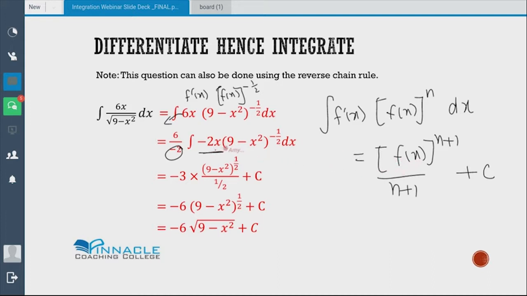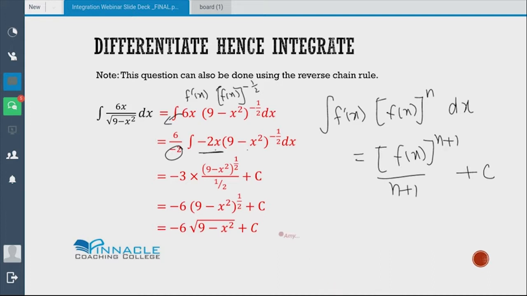So you can see f dash x, fx to the power of minus a half, becomes add 1 to the power, which is a half, and then divided by the same thing. And then you get to exactly the same thing. All right, so that's for the extension students in the room if they want to know how to apply the reverse chain rule. That's it.